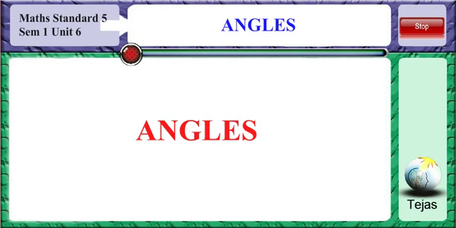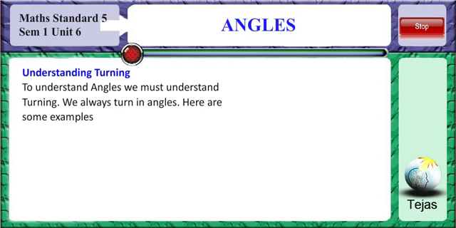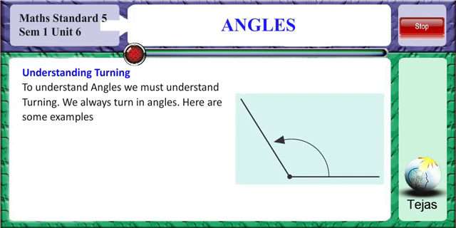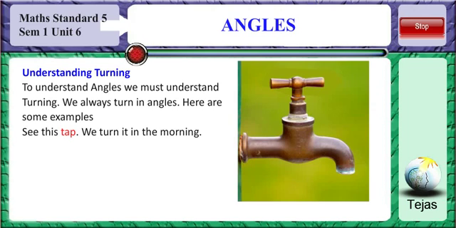Understanding angles. In order to understand angles, we must understand turning. We always turn in angles. Here are some examples. Look at this tap. In the morning, when we turn the tap, it rotates. How much do you need to turn to get water?